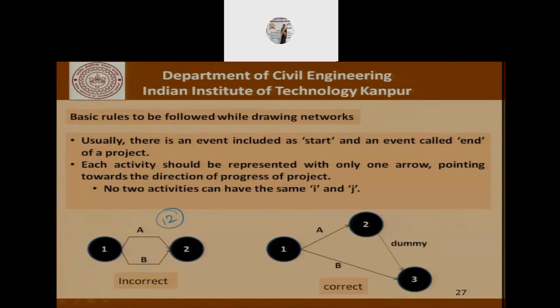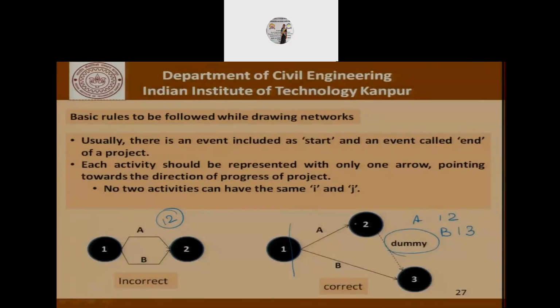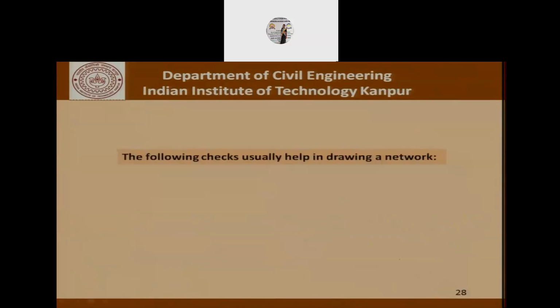What has to be done is that we have to use a dummy activity and try to say that, well, activity A is 1, 2 and activity B is 1, 3. The node 1 represents the start of activity A and the start of activity B. The node 2 represents only the end of activity A, and the node 3 represents the end of activity B. Normally, it should be ensured that J is greater than I. Now, the following checks usually help in drawing a network.